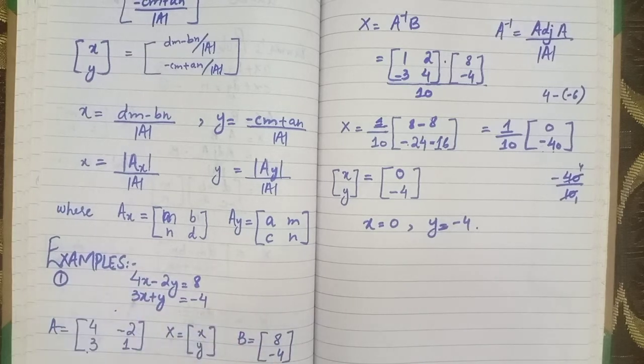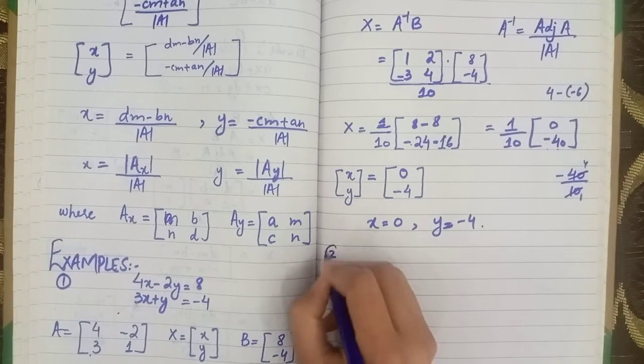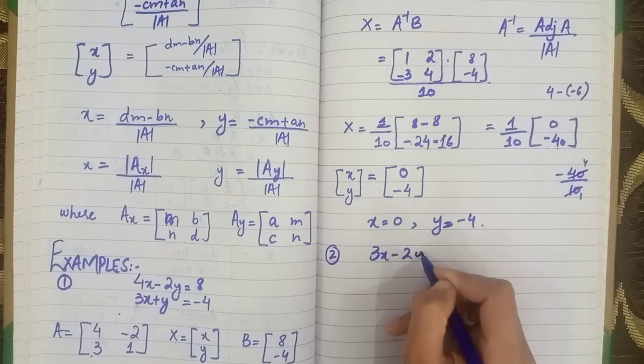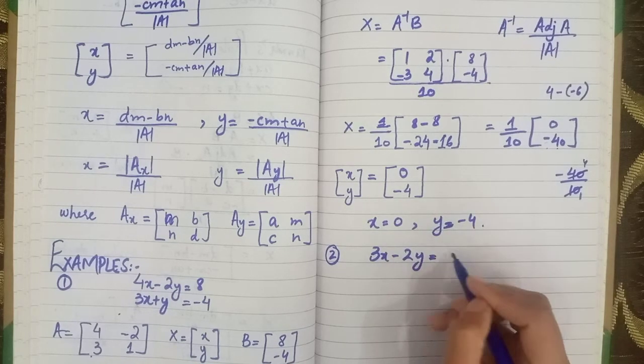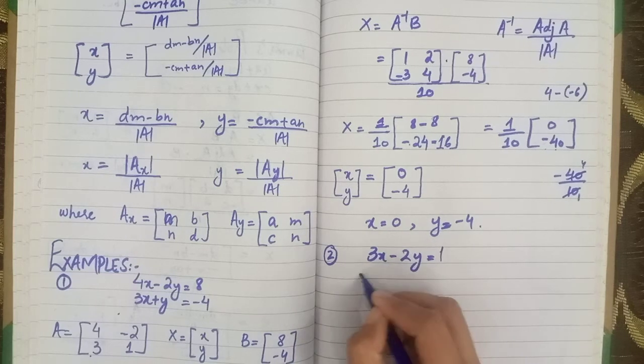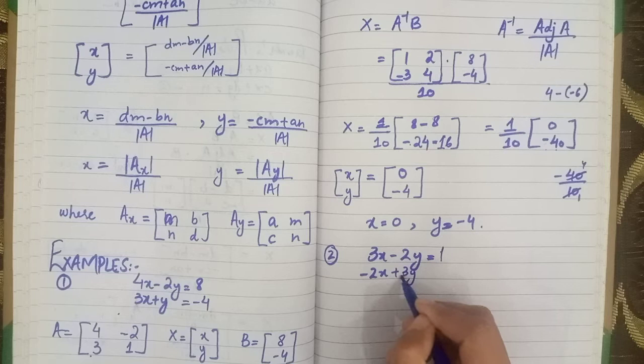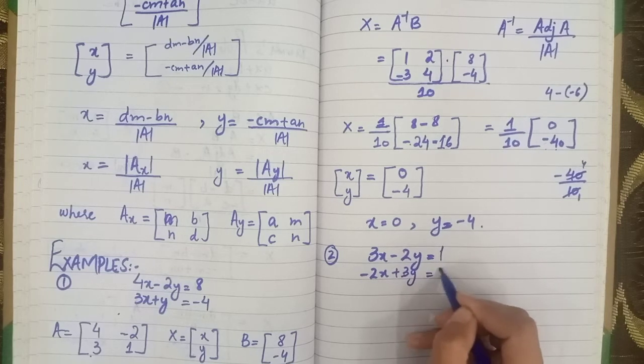Now example number 2, which we are going to solve by Cramer's rule. What are the equations? 3x minus 2y is equal to 1, minus 2x plus 3y is equal to 2.